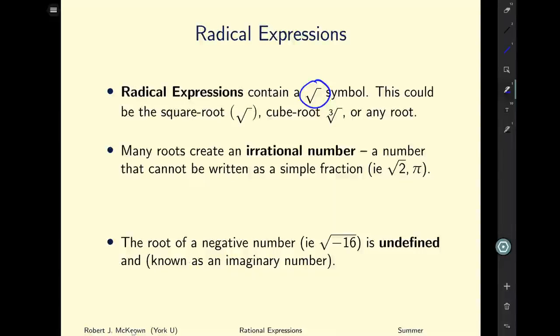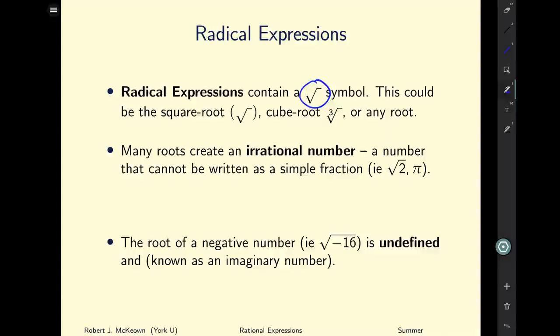A few definitions. Many roots create what we call an irrational number. And the definition of a number that's irrational is one that cannot be written as a simple fraction. So for example, the square root of 2 and pi are irrational numbers.